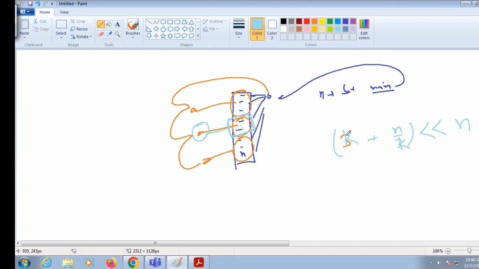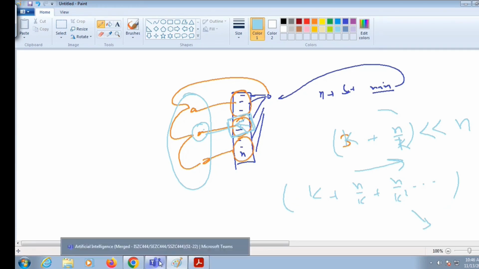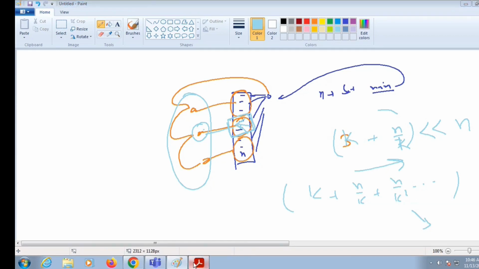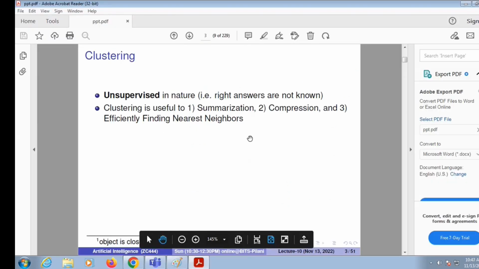By this you can fasten the search, and also who is stopping you from making only one layer of this tree? This tree can be multiple layers also, because inside you can divide further. So then it becomes something like k plus n by k plus n by k square plus so on, and this number is actually going to be very small. So you can use it efficiently for finding the nearest neighbor.